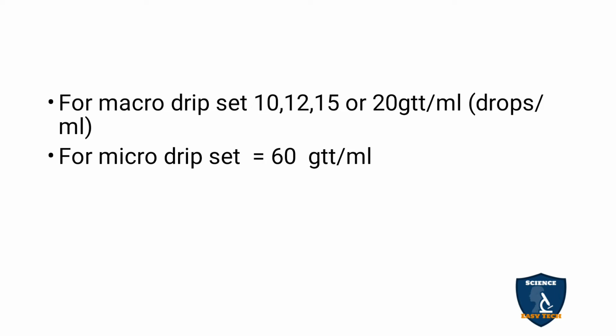You have two types of set. One is the macro drip set and one is the micro drip set or mini drip set. In the macro drip set, on the label of the infusion set cover itself, they will give whether 1 ml is equal to 10 drops, or 12 drops, or 15 drops, or 20 drops. Similarly, in the micro drip set you will see 1 ml is equal to 60 drops. Instead of drops I have written GTT, because it is the short form of drops.